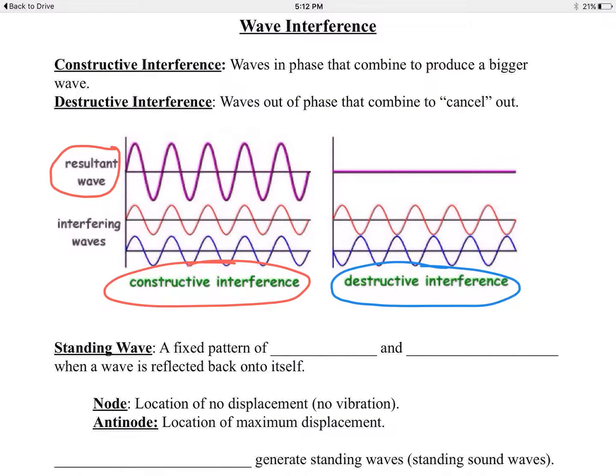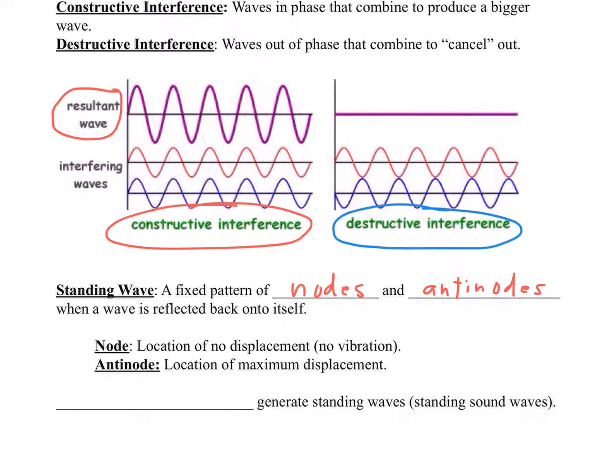Finally here, a standing wave, which is a fixed pattern of nodes and antinodes because of interference, when a wave is reflected back onto itself. And I will show you this demonstration in the hallway, but let me give you some definitions here. A node is a location of no displacement or no vibration, and an antinode is a location of maximum displacement. All musical instruments generate some sort of standing wave.